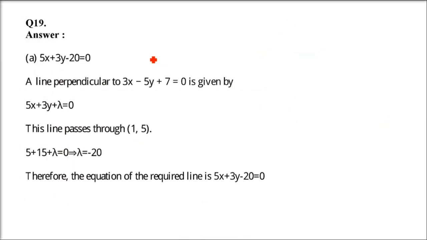Now question 19: the equation of the line passing through (1, 5) and perpendicular to the line 3x minus 5y plus 7 equals 0. So which one is this? We know that any line perpendicular to a given line, how do we write it? We just exchange 5 and 3, that is the coefficients of x and y, and we negate the y term and put lambda in place of the constant. So this is a line which is perpendicular to this one. Now just put in (1, 5), find the value of lambda, which is going to be minus 20, and the line is 5x plus 3y minus 20 equals 0.